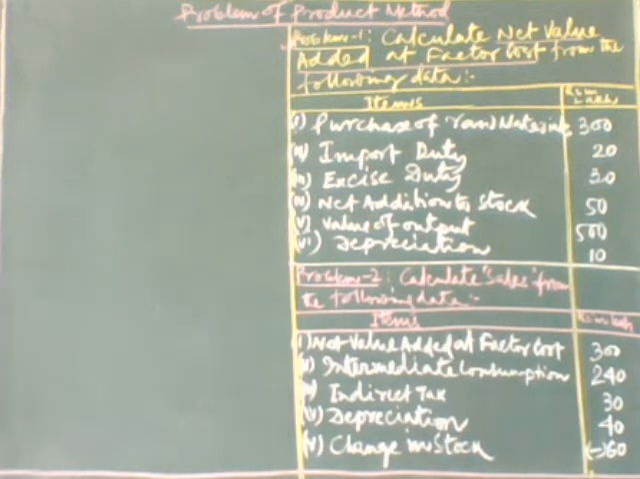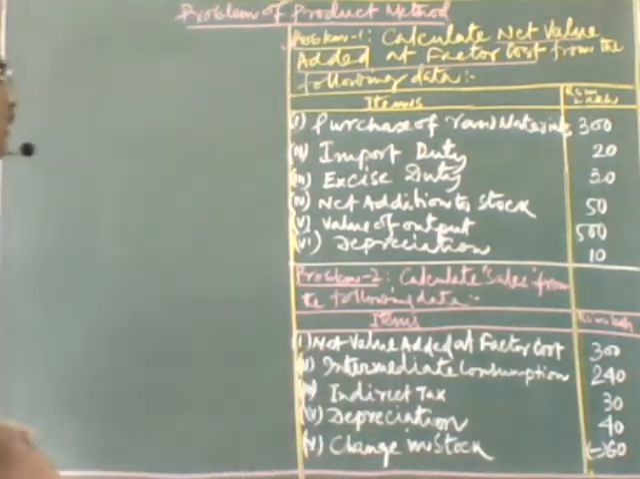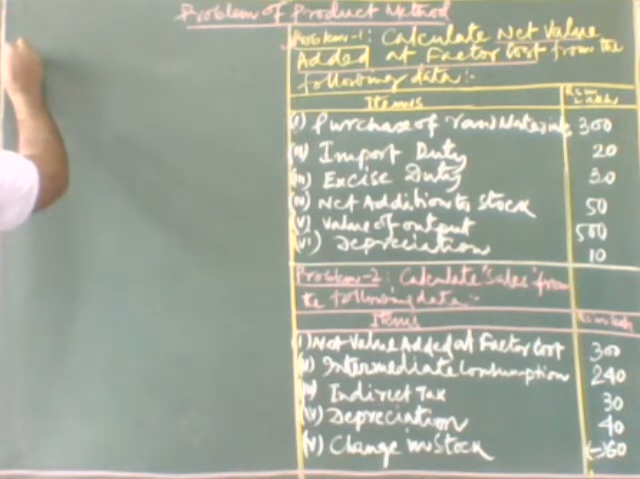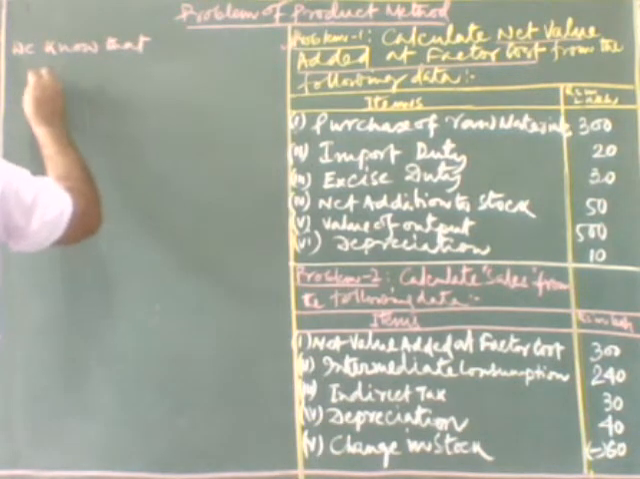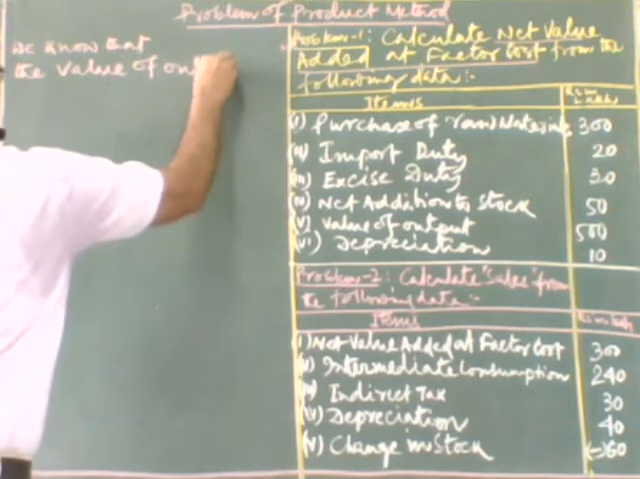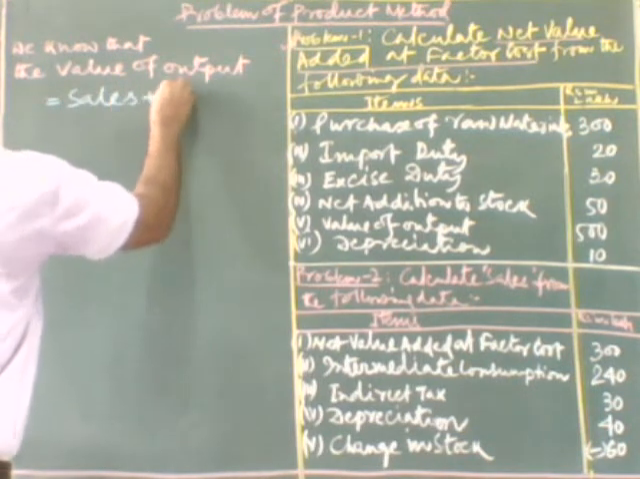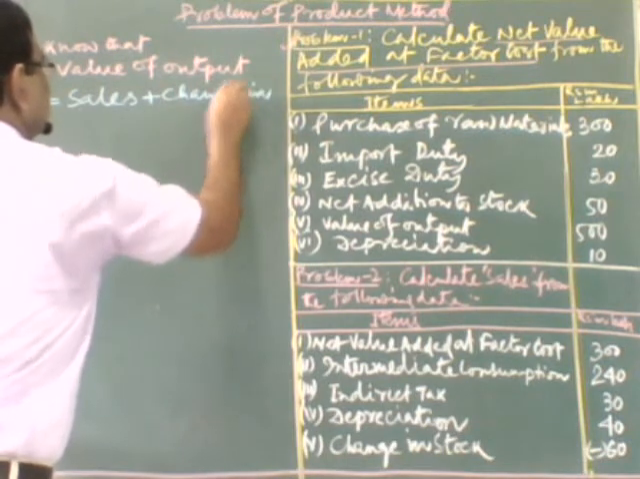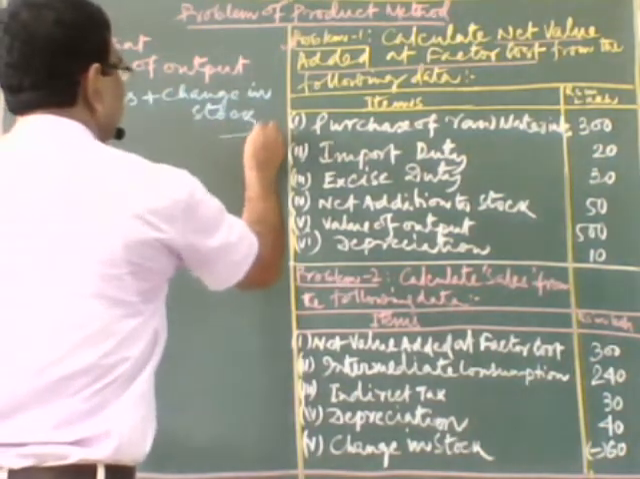From the concept of product method, we know that value of output is equal to sales plus change in stock. This is number 1 formula.